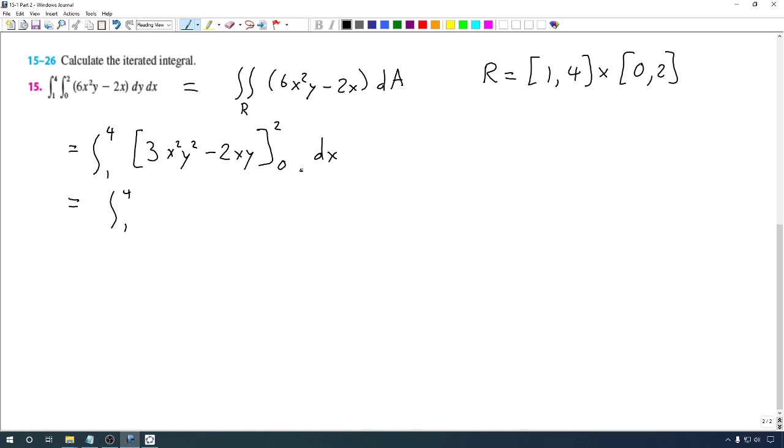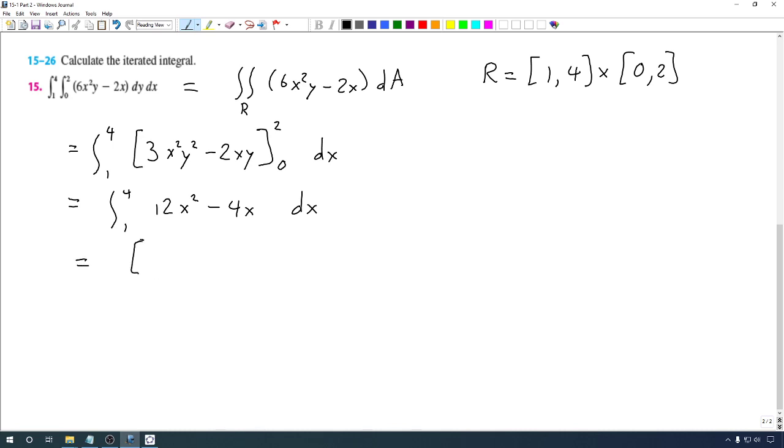Before I mess with the integral with respect to x, we'll go ahead and evaluate over these particular values. So we'll go ahead and plug in 2. If we plug in 2, we get 3x squared times 2 squared. 2 squared is 4. 4 times 3 is going to be 12. So we'll get a 12x squared. We plug the 2 in here: 2x times 2 is going to be a minus 4x. And then, of course, we subtract what we get when we plug in 0, but 0 is just going to make both of these zeros anyways. So we'll have 12x squared minus 4x. And we'll integrate that with respect to x and evaluate that from 1 to 4.